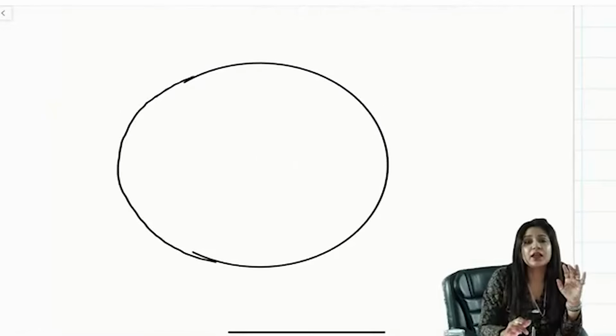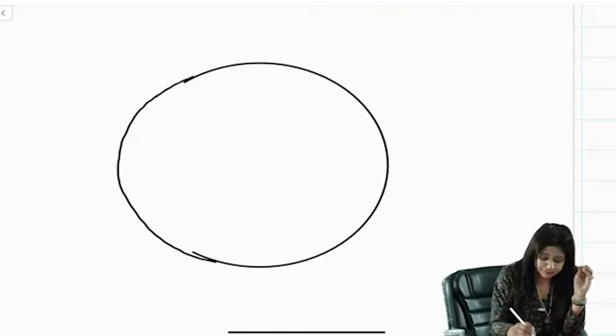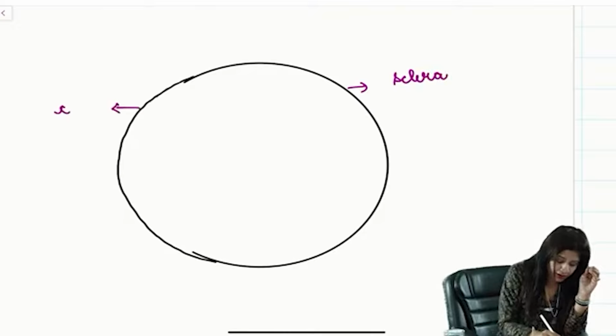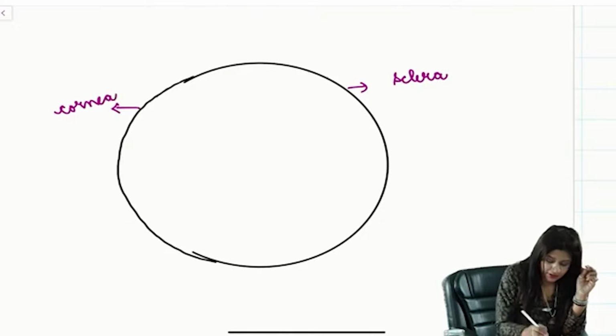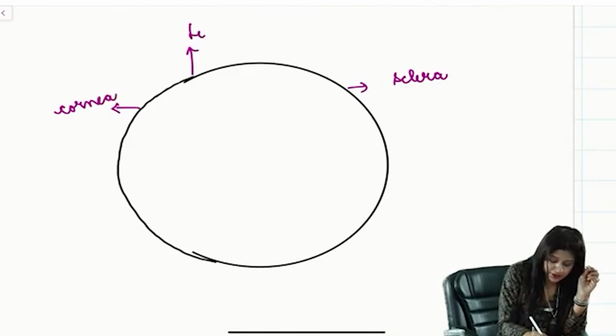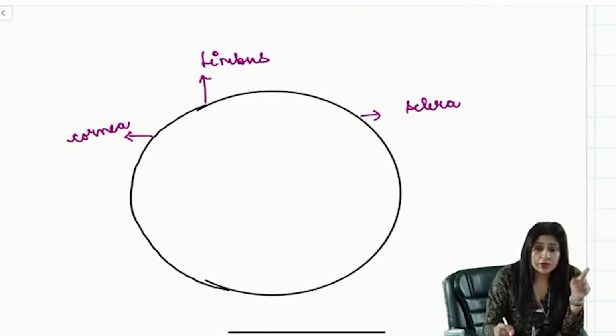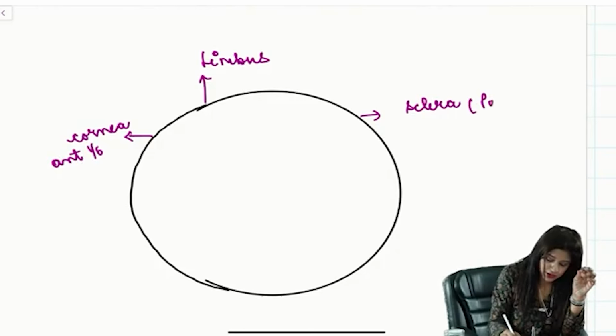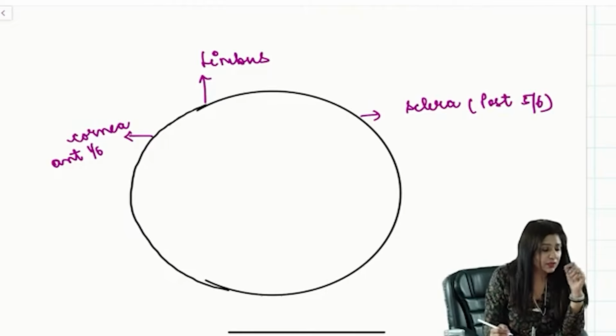Okay. This is the outer coat of the eyeball, in which we have the sclera, and this is the cornea, and this is the limbus, the corneoscleral junction. This outer coat we can divide into anterior 1/6 and the posterior 5/6. Anterior 1/6, posterior 5/6. This is the outer coat.